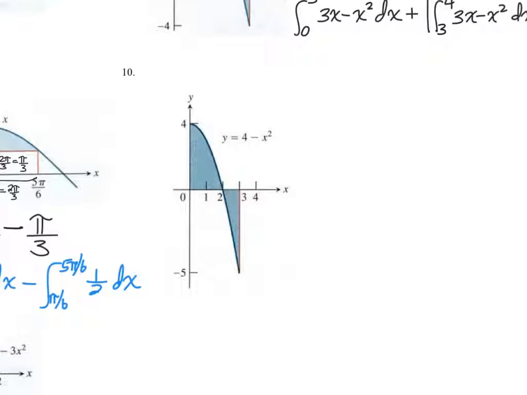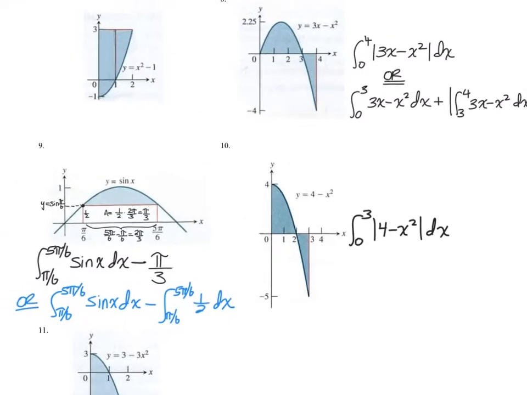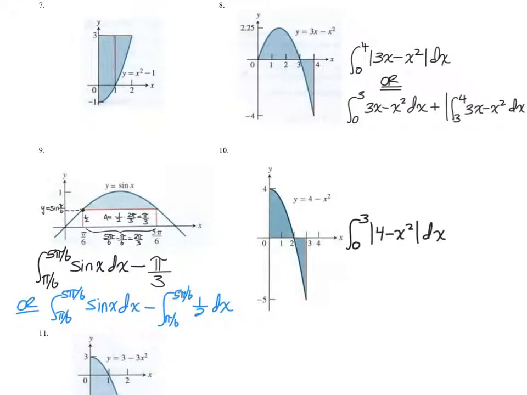So speaking of which, this one is just 0 to 3. It's the same function throughout, so the absolute value of 4 minus x squared, close it up, dx. All right, but now for the more interesting ones.